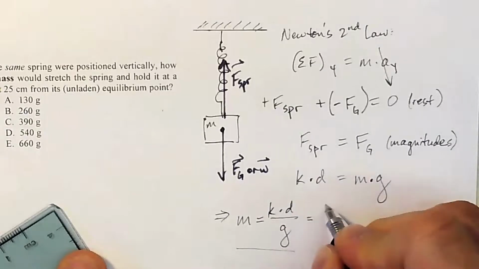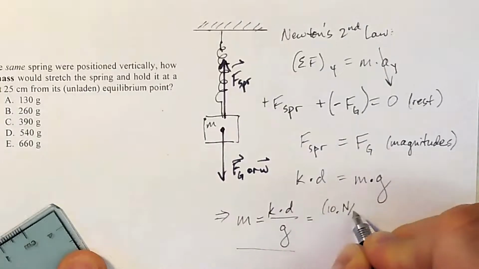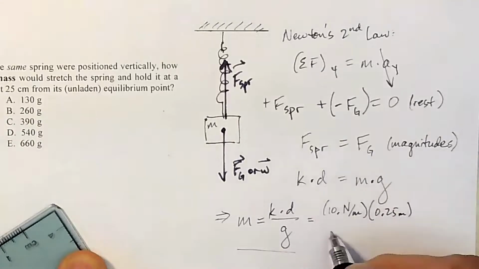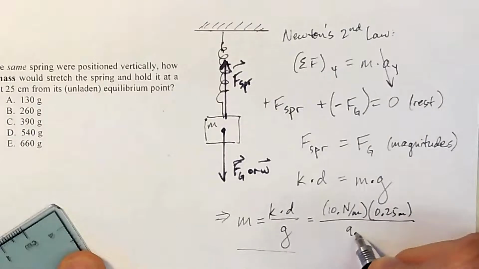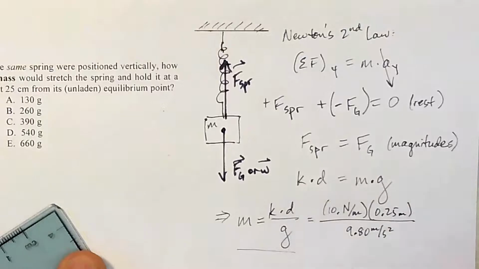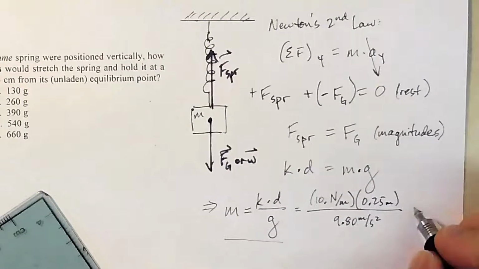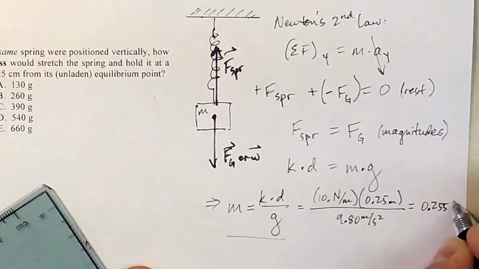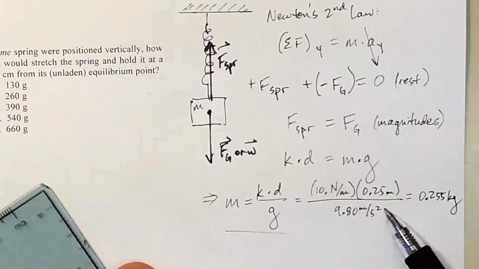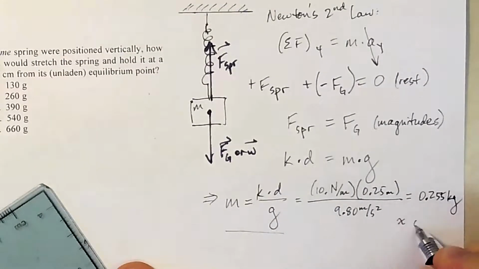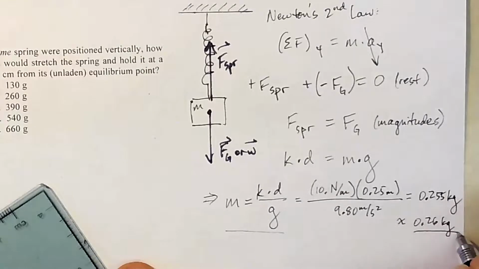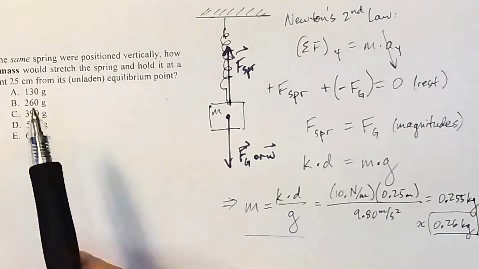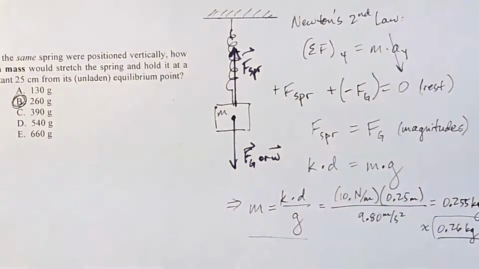Now we're given these values, so we can go ahead and plug them in. 10 newtons per meter, 25 centimeters converted to meters, and then 9.8. This is a constant, right? And this turns out to be about 0.255 kilograms. Now this looks like a two significant figure problem, so if I round this off to 0.26 kilograms, that looks close. That looks like this answer choice here, 260 grams, right, for two sig figs.